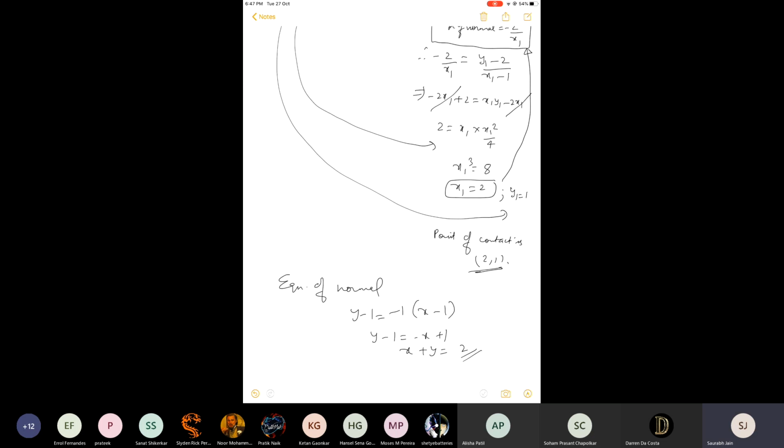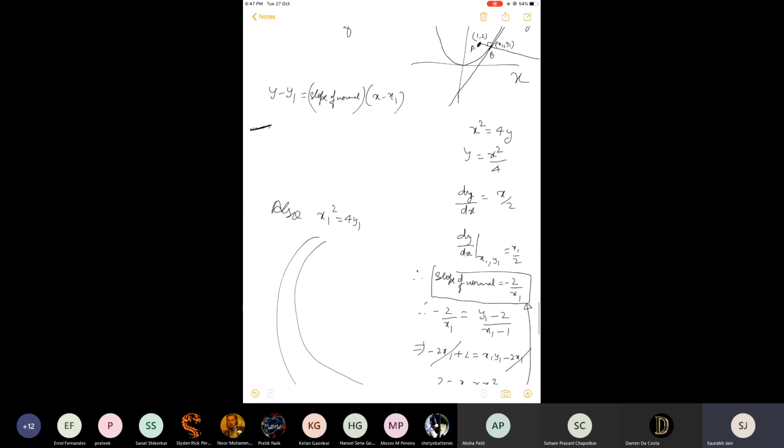Is it correct? No, wait. y minus y1 equals slope times x minus x1. It is 2 here. Point of contact: x1 is 2, y1 is 1. So it will become 2. This will give you 3. So x plus y is equal to 3. This will be the answer.